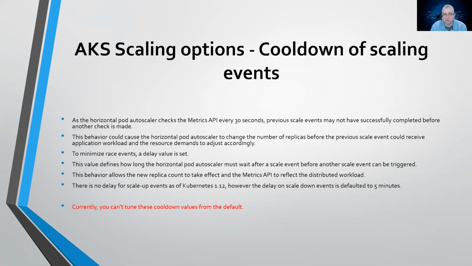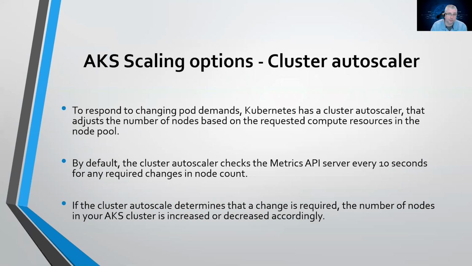So, the scaling options and cooldown of the events. It's going to check the metrics API every 30 seconds. Now you're going to have timeouts, and you can't really tune these; you can't change them from the defaults. But it sets a delay, and you'll want to look at this to make sure you understand what those are. You want to know when it's going to scale out, scale up, and when it's going to scale in and down.